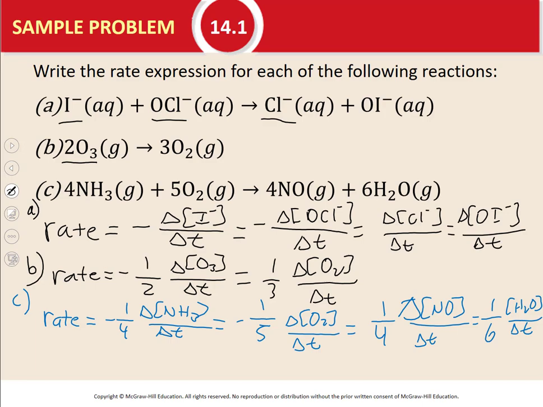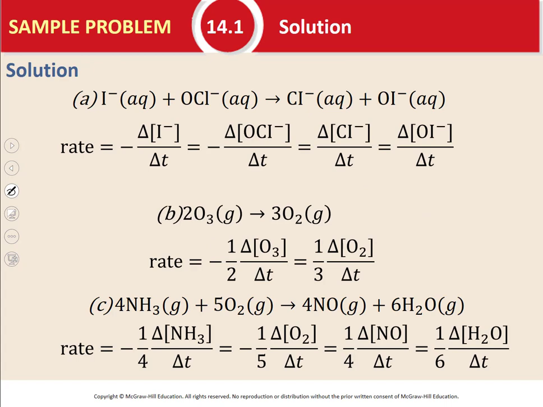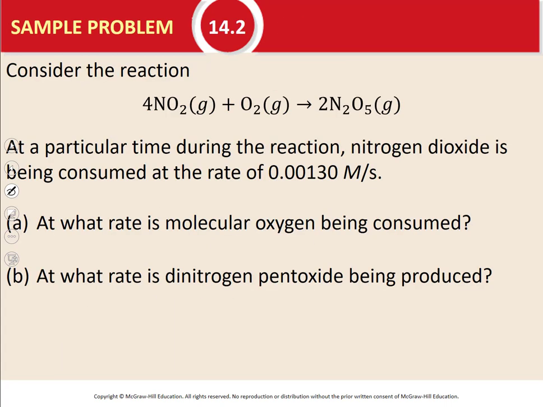All right, so the importance here is to notice that all of these are equal to one another. So if you write the rate expression in terms of concentration of one thing in the reaction, and you know the rate for another thing, you can solve for one of these rates of either being consumed if it's a reactant or produced if it's a product. So let's look at the next sample problem, which is sample problem 14.2 on page 614.